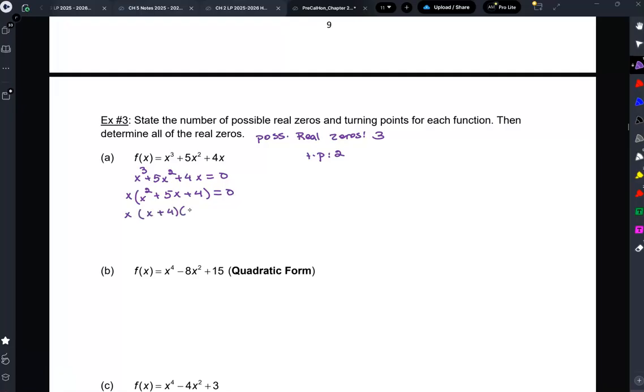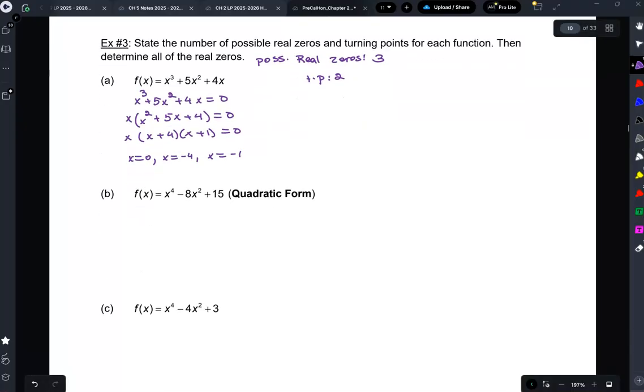x plus 4, this is like algebra 2, right? So x is 0, x is negative 4, x is negative 1. So it does in fact have 3 real zeros. Okay? We only know that it can be.